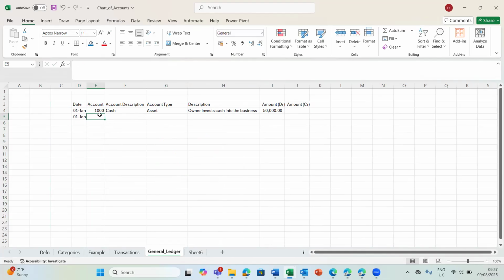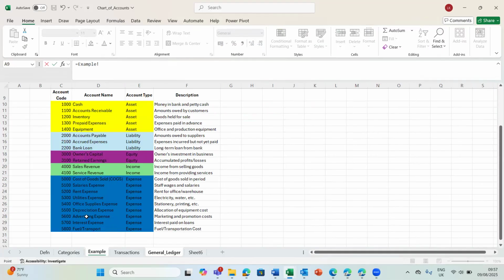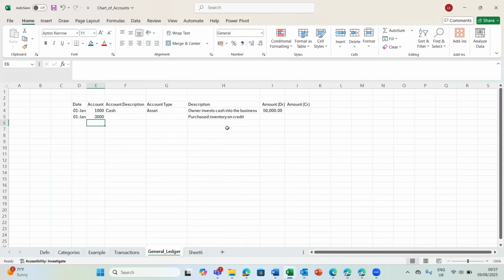Which account are we crediting? Okay. We credit what? Capital. So what is the account for capital? You go to your chart of accounts and search for capital, owner's capital. So it's 3,000. You put it like that, and then you credit it. So this is what? This is our GL in Excel. And we do the same for the rest of the transactions, right?